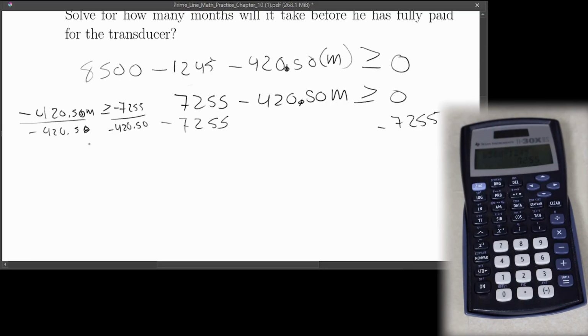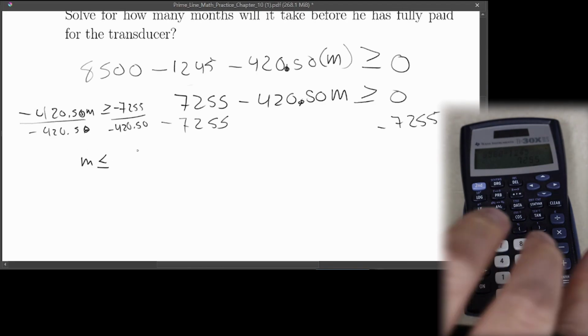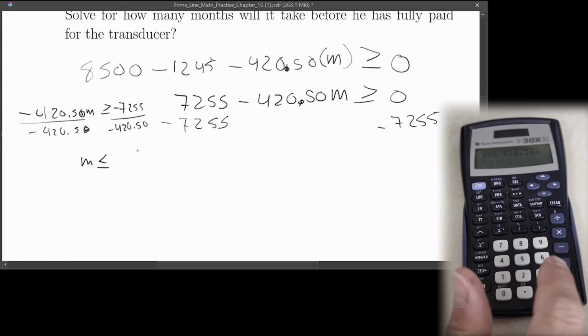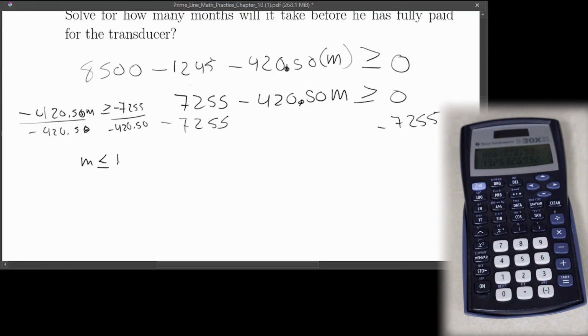And when we do this, our inequality sign will flip directions, so m is greater than or equal to this number divided by 420.50, and so we get 17.25326 months. So he's going to take 17.25 months to pay it off exactly. Normally you don't go by the quarter month, so 18 is going to be our value if you counted whole months.